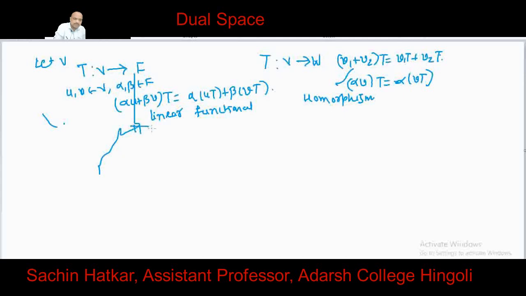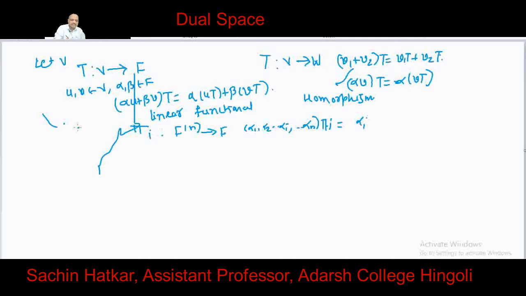Take pi I from F raised to n, where F raised to n is the n-tuple set over F. This is defined as pi I of (alpha 1, alpha 2, ..., alpha I, ..., alpha n) equals alpha I. This is the definition of the mapping pi I.